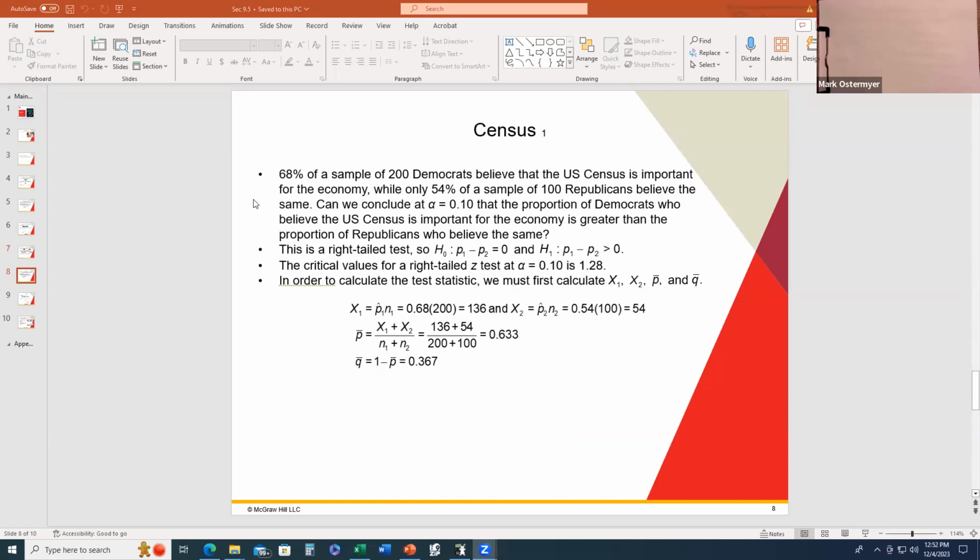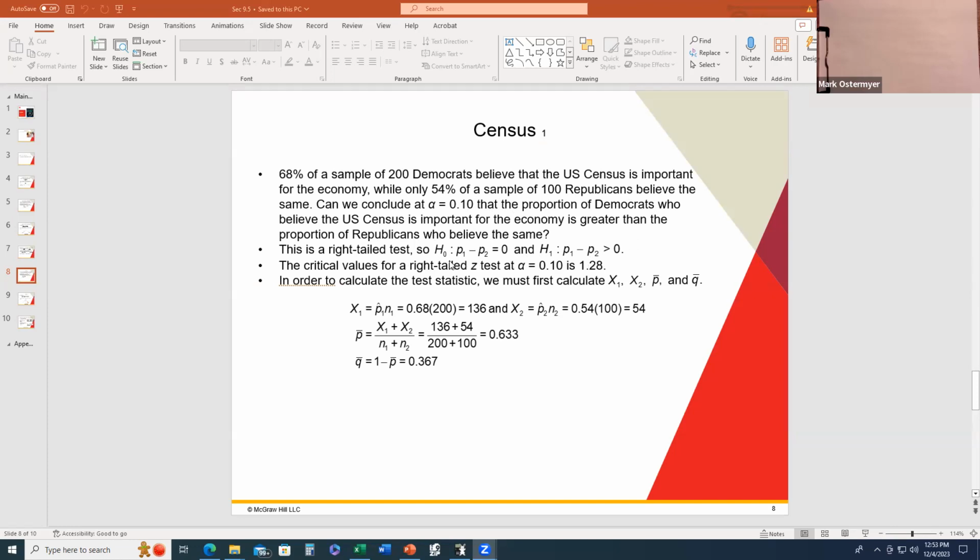Here's another example. 68% of a sample of 200 Democrats believe that the U.S. Census is important for the economy, while only 54% of the sample of 100 Republicans believe the same. Can we conclude at the 10% level that the proportion of Democrats who believe the census is important for the economy is greater than the proportion of Republicans who believe the same? Well, this is going to be an upper tail test because we got the words greater than in there.